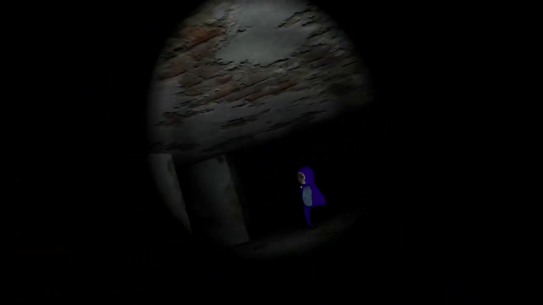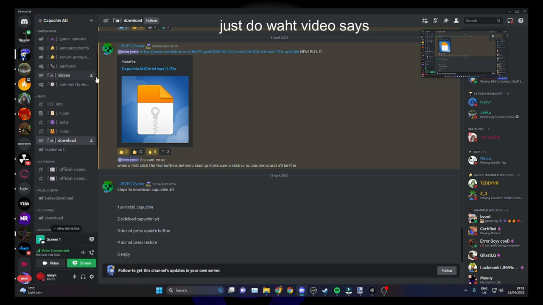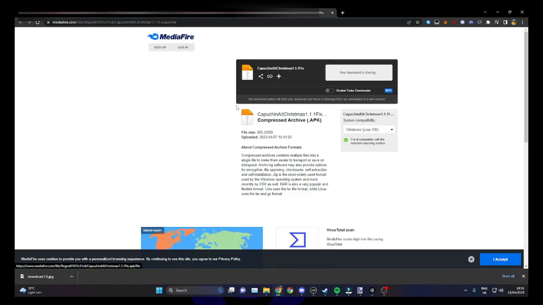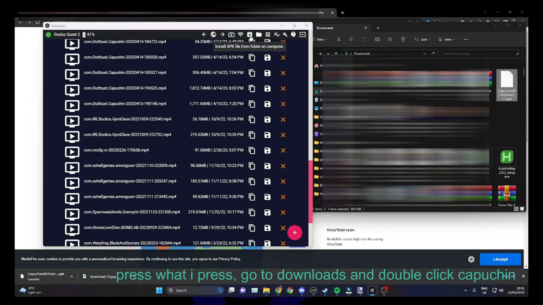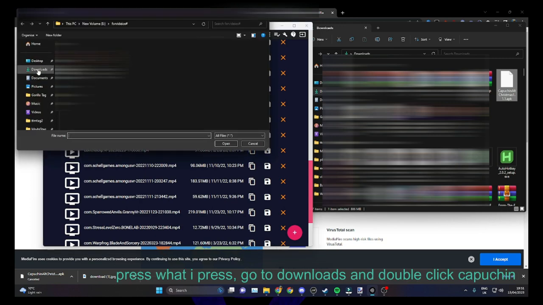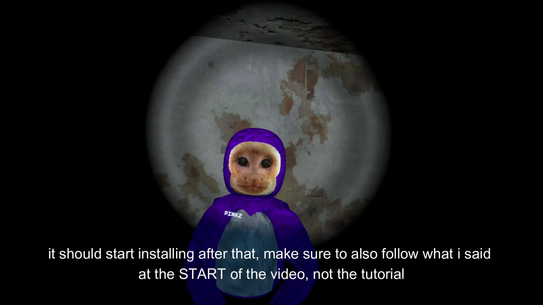Alright guys, so if you want to download Capuchin Alt, this is how. Alright, that's how you download it. I hope that helps.